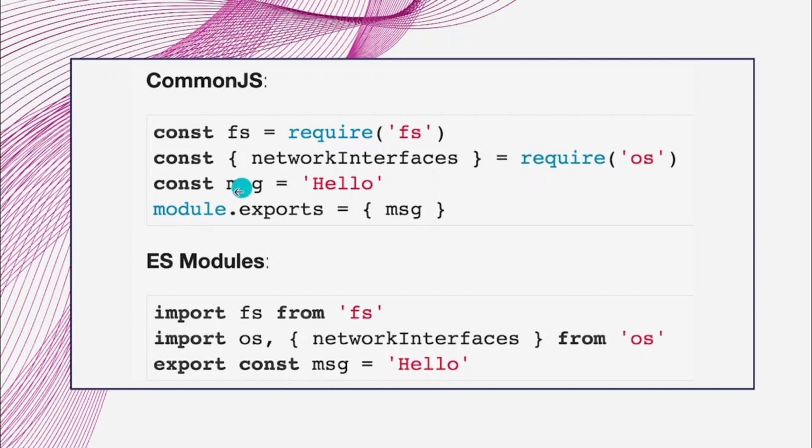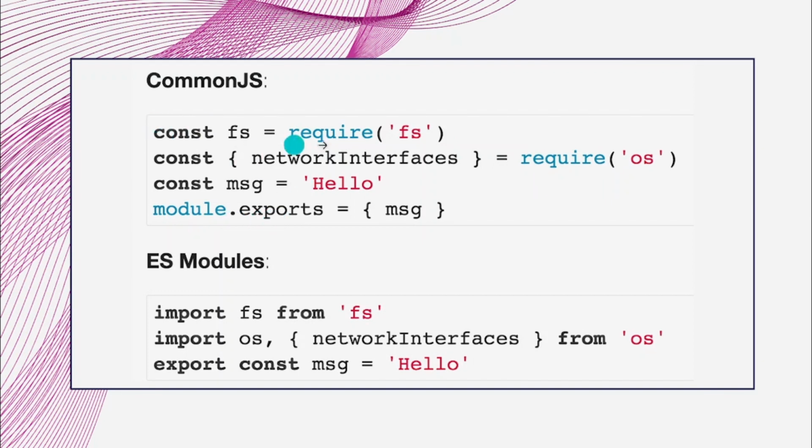From this picture or from this code, we could see that CommonJS uses require to import modules, okay, or import files or scripts. So it uses require to import whatever script or code you've written in a different file, and it uses module.exports to export this.